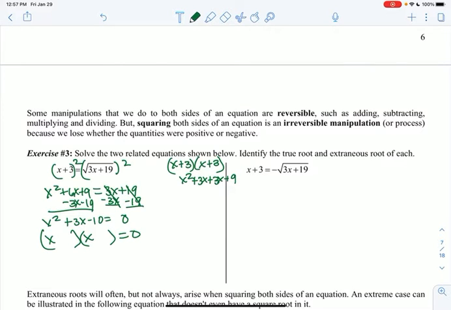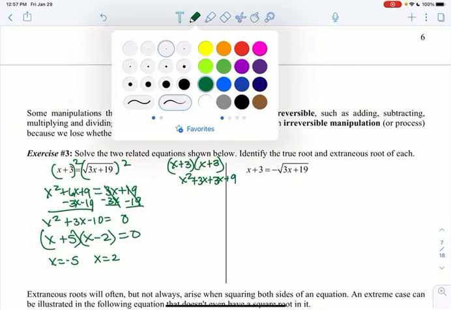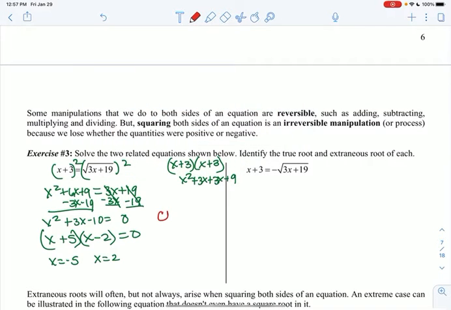Factors that multiply to negative 10 and give me 3 as a middle term are going to be positive 5 and negative 2. So they multiply to negative 10 and they add up to positive 3. So my answers are x equals negative 5 and x equals positive 2. Now I've got to do a little check. Let's plug in negative 5.